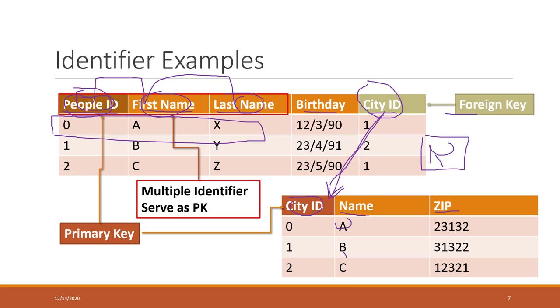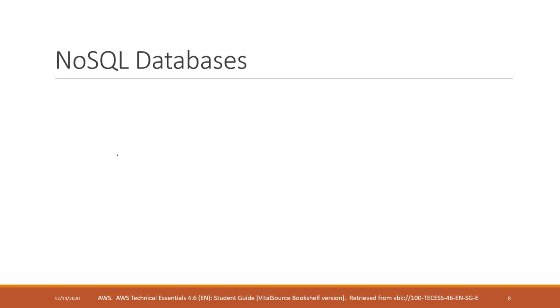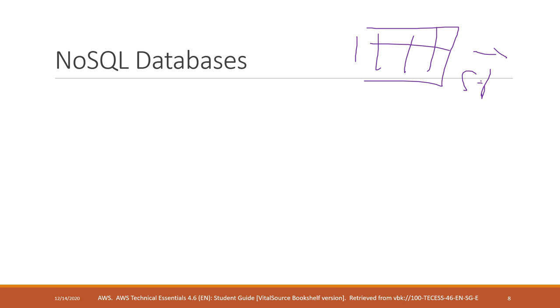All right, that's enough for the relational database. In addition to relational databases, we have non-relational databases. Remember that for a relational database, we save all the data in tables. That is what we call structured data.